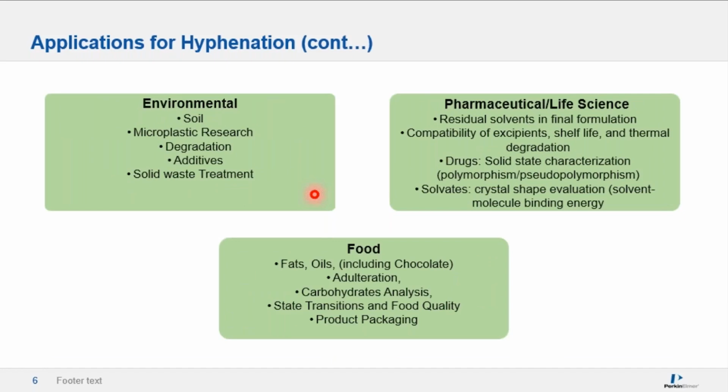So for environmental applications, we will discuss in a few minutes measuring soil contamination using TGIR. Microplastic research is something that we have seen a surge in recently. Using thermal degradation temperature and evolved gas analysis, we can measure the identity of unknown polymers and microplastic samples.